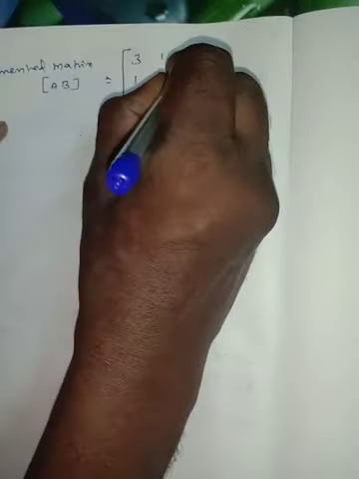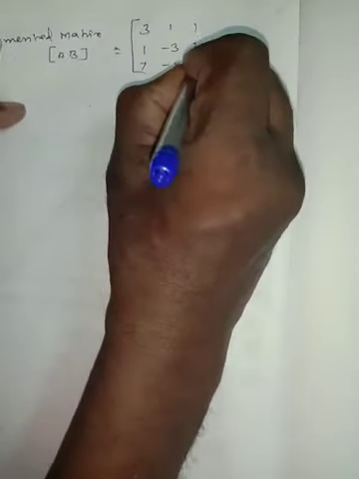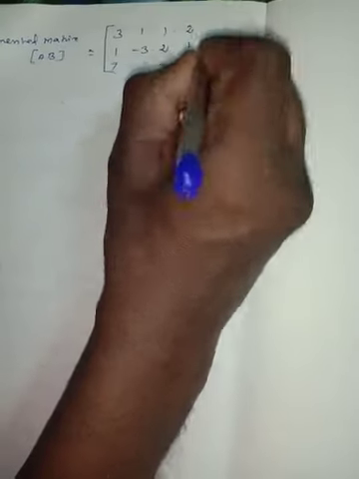Now we have to take the augmented matrix AB, which is equal to 3 1 1, 1 minus 3 2, 7 minus 1 4, with the constant column 2, 1, 5, using the row reduction method.